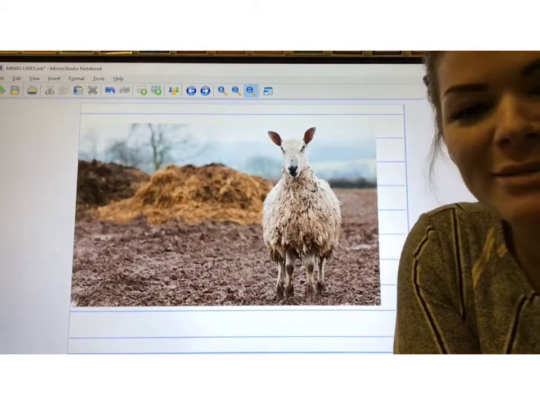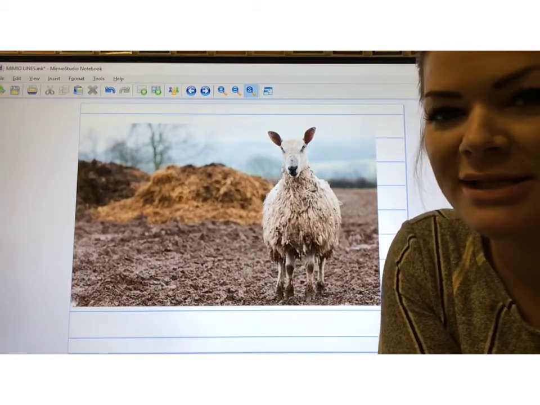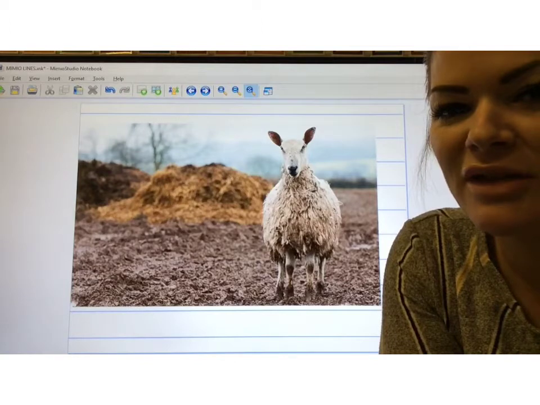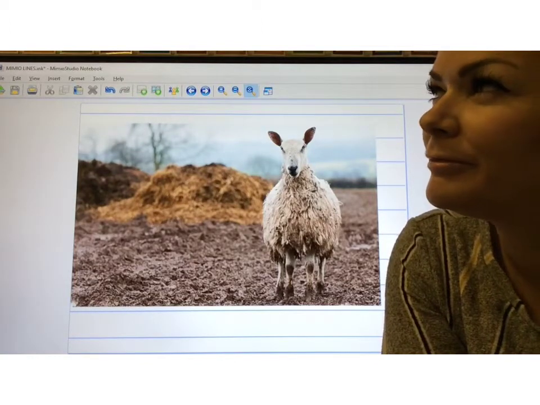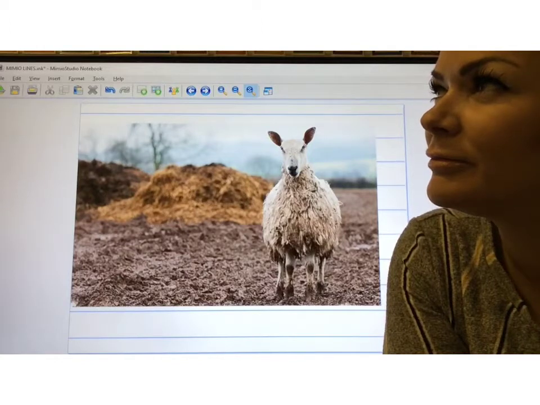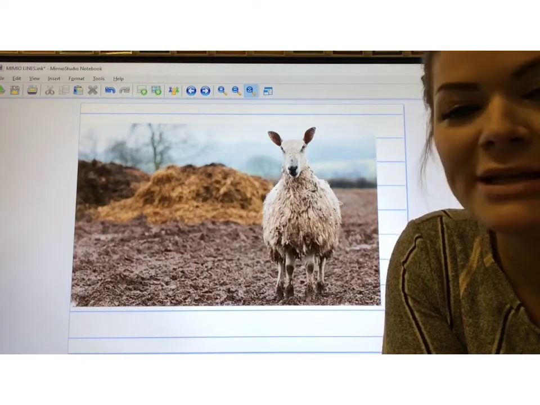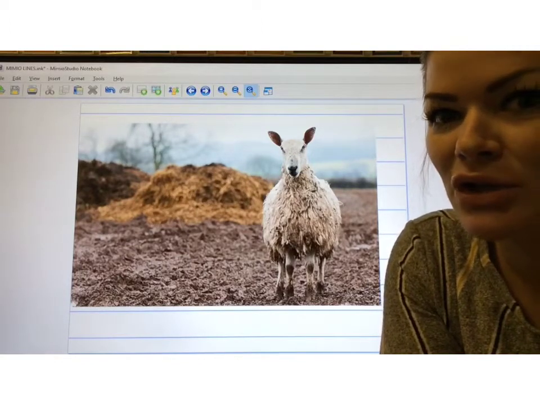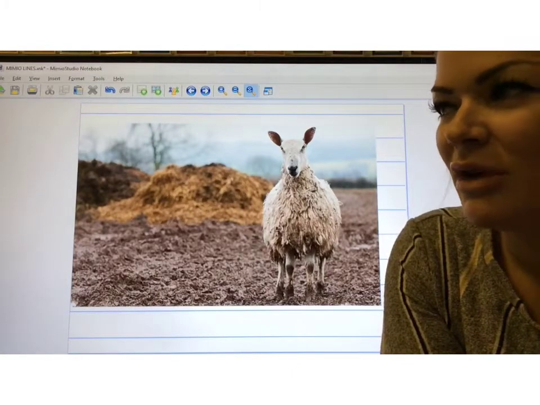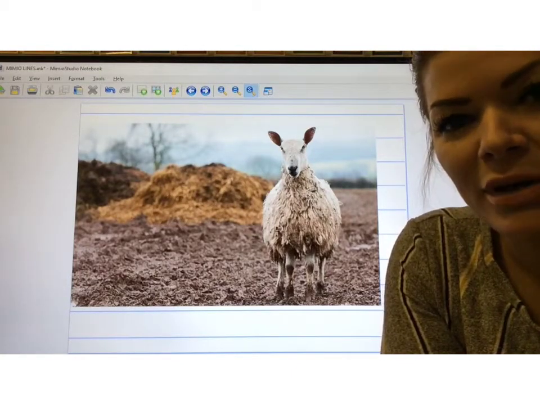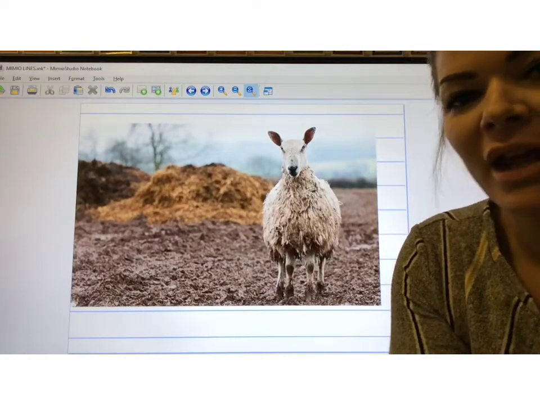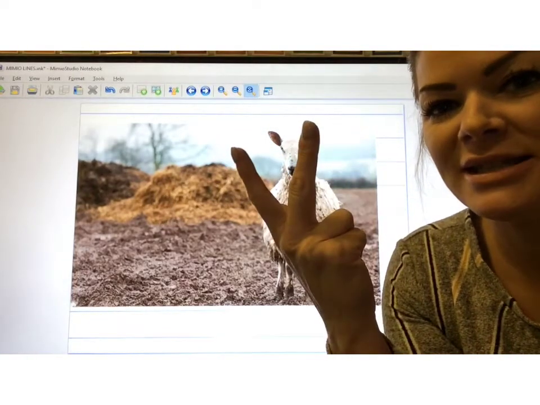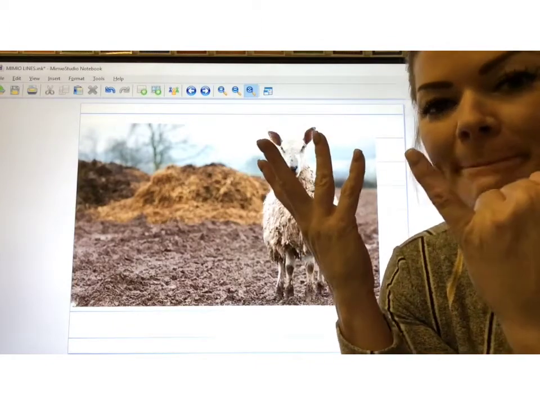I'm going to write about this picture. I'm going to write a sentence. Can you think of a sentence I could write? They are all very good ideas. Let's see how close you get to my sentence. I'm going to write, the sheep went in the mud.